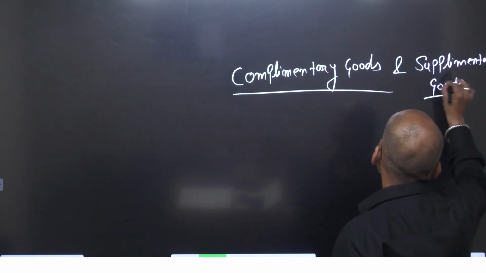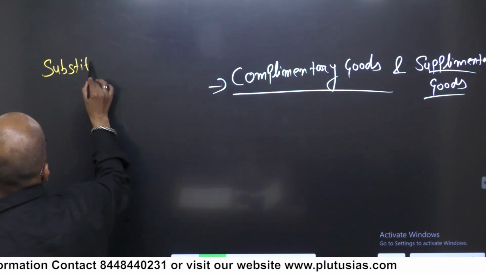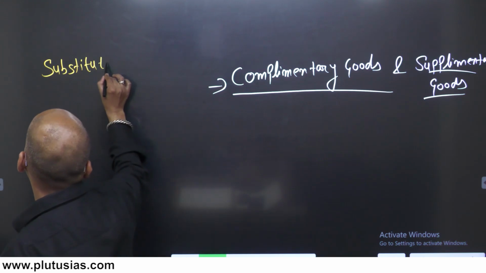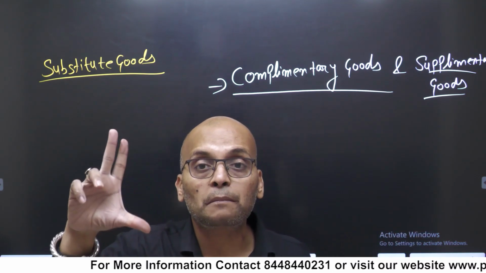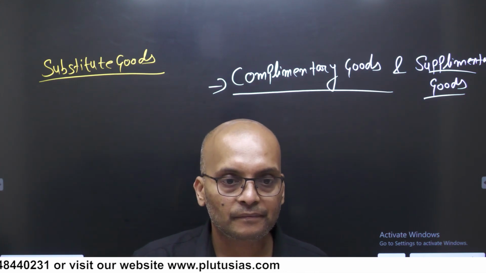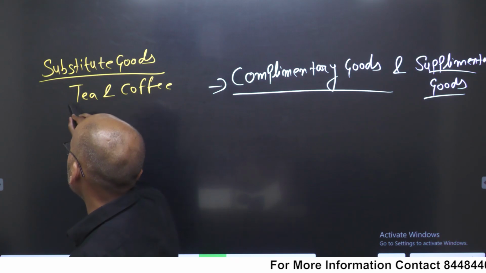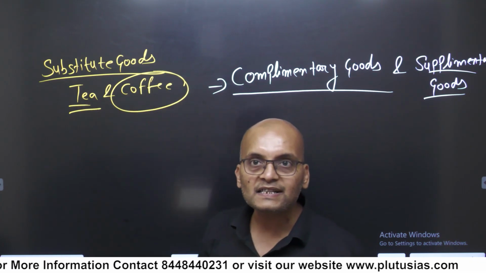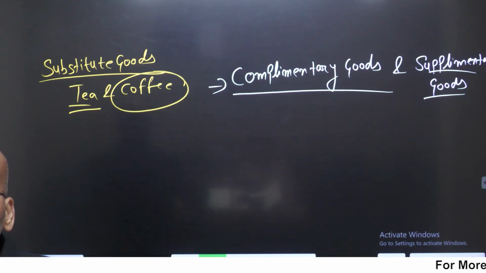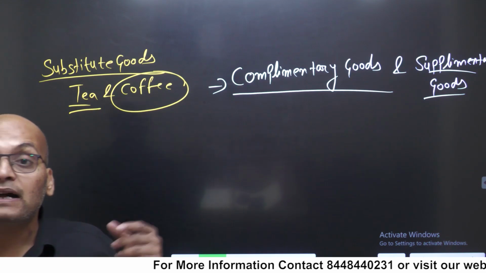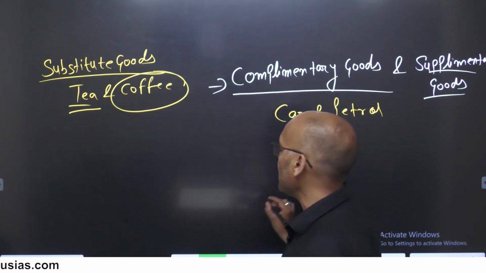Okay. This is one type. Another is substitute goods, also known as replaceable goods. Substitute means which can be used in place of another. For example, Thums Up and Coca-Cola. For example, tea and coffee. Yes or no? Those are substitute goods. Right? If tea gets expensive, you can use coffee. Those are substitute goods. But complementary goods are those goods which are used together. Yeah, tea and biscuit, car and petrol, bread and butter. All these are complementary goods.